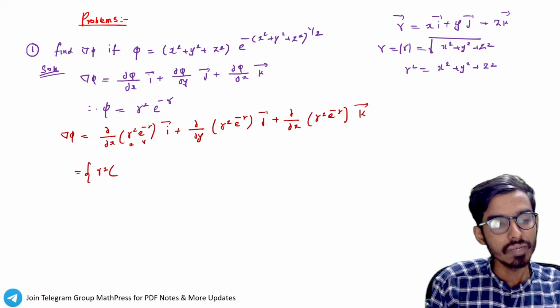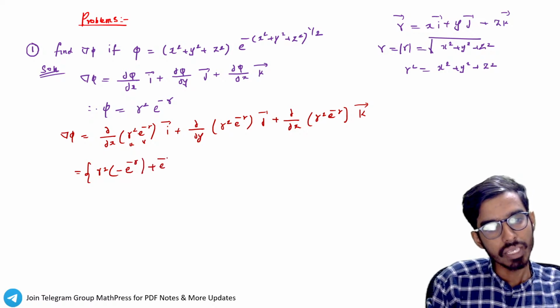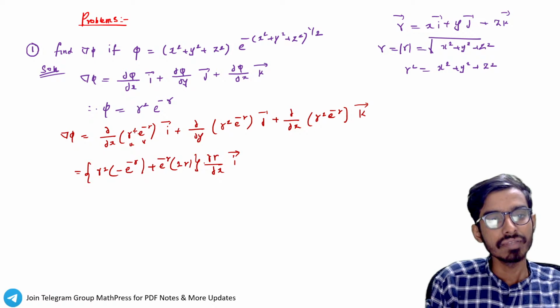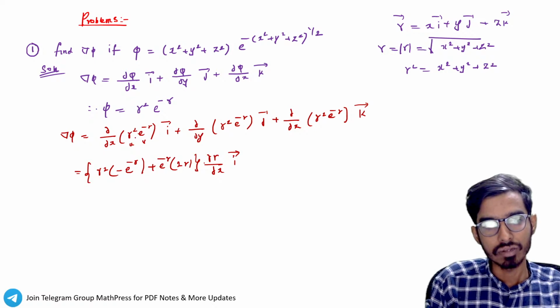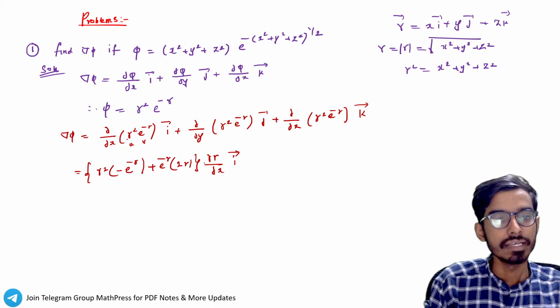So the partial derivative of e^(-r) is minus e^(-r). Now I'm keeping e^(-r) as it is, and r² gives 2r into ∂r/∂x, right? Into i vector. Because we are differentiating with respect to x, but here we have r. So r is a function of x, y, z. So you apply the product rule and then you put ∂r/∂x.